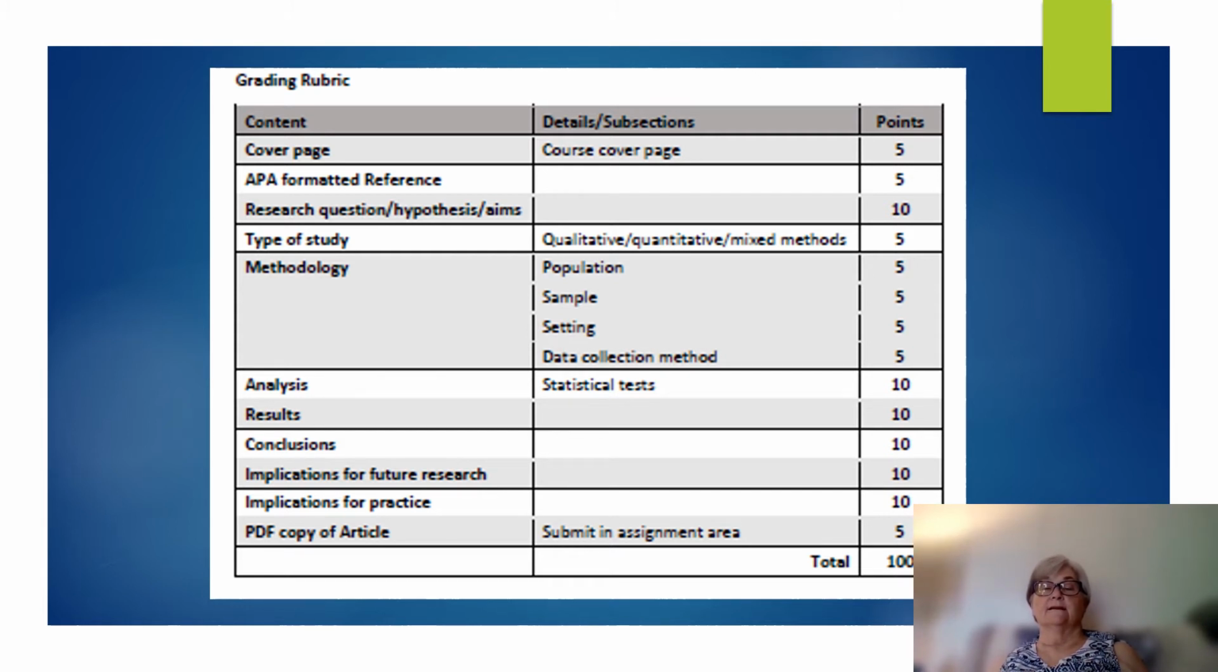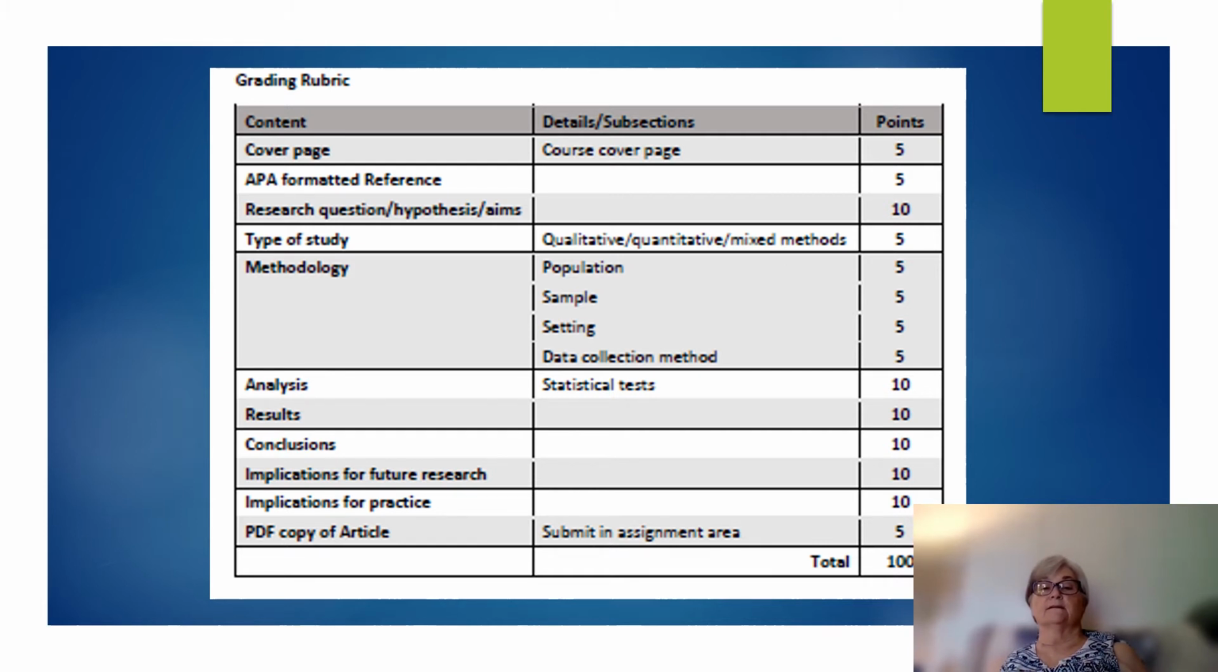The setting, was this done in particular units? What type of units were they? And were there multiple units? Here you're going to have to look really closely, and if you're not sure, go back to your book and look more at what setting means, what sample means, what population means.